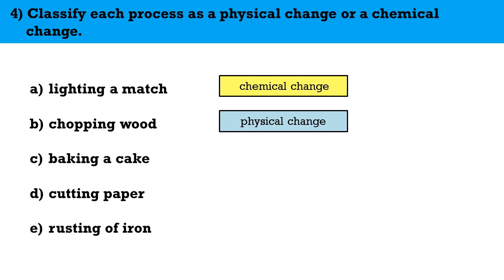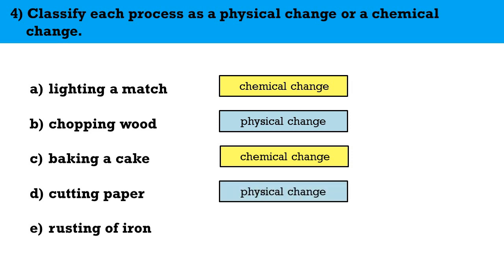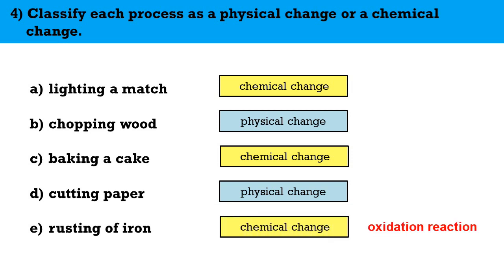Letter C, baking a cake. It is also a chemical change. Letter D, cutting paper. It is obviously a physical change. Letter E, rusting of iron. It is a chemical change. Rusting is an oxidation reaction. Oxidation is an example of a chemical reaction.